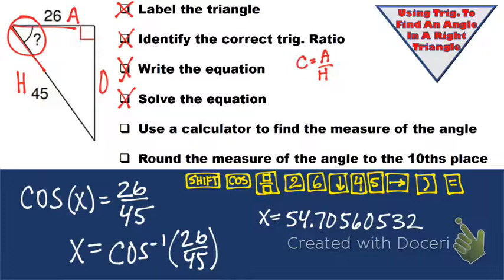So in our second to last step, we just used the calculator to find the measure of the angle. Finally, we need to round off to the nearest tenths place. So we have 54.7. The next number after the 7 is a 0, which will not change our answer. It will not round it up. So for our problem, the measure of our missing angle is 54.7 degrees. And that finishes our problem because we've just rounded it to the nearest tenths place.